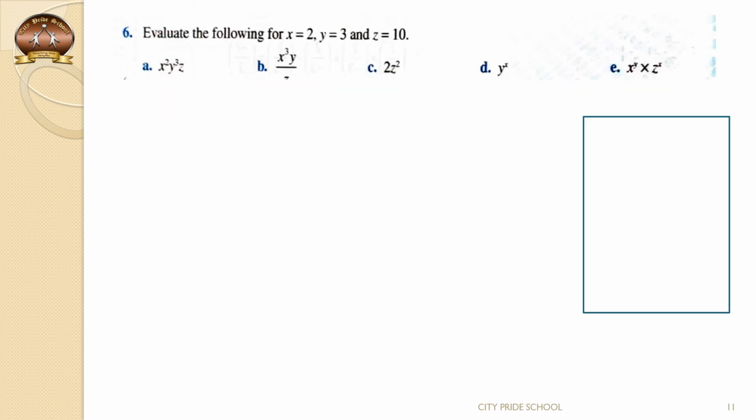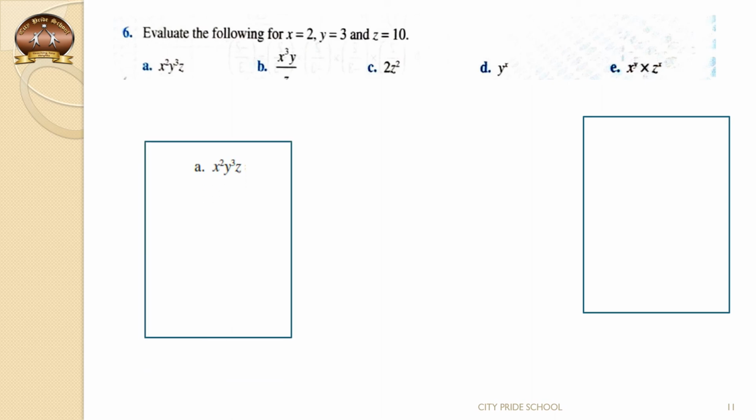So children, let us now solve question number 6. Here we have to find out the value of the following expression when x is equal to 2, y is equal to 3 and z is equal to 10. I'll solve A1. The question is x square y cube into z. I'll substitute for x, y, z. That is 2 square into 3 cube into 10. So the answer is 1080.